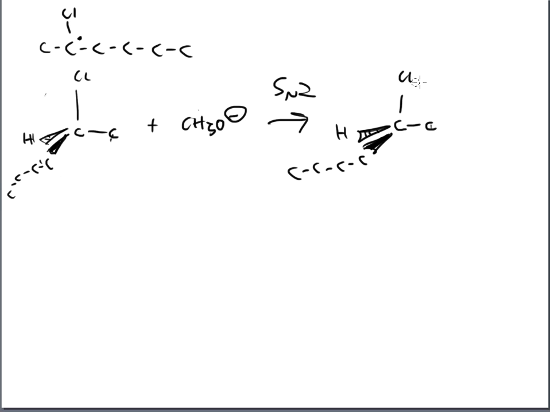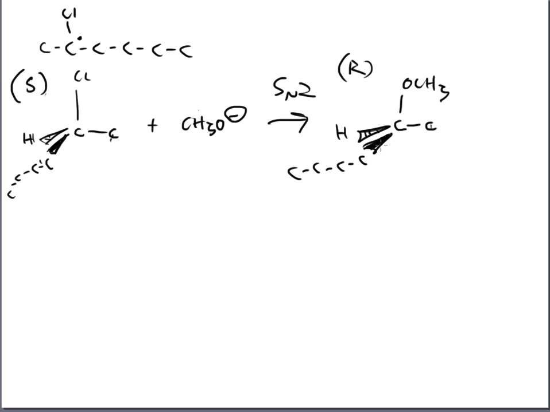Chlorine will be substituted with something else, and that's OCH3. There you go. SN2 does not allow rearrangement. This is the way it is. But I need to make sure that if this started off to be S, this is going to end up with R, because Walden inversion took place with SN2.